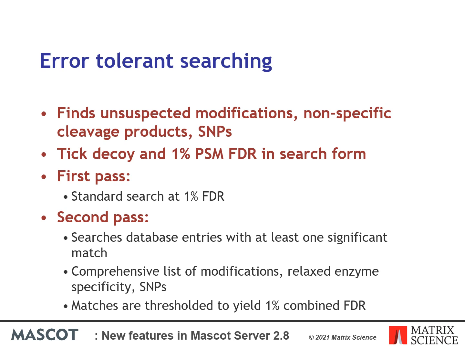Then, as in previous versions, Mascot iterates through a comprehensive list of modifications, uses relaxed enzyme specificity, and tries single residue substitutions or single nucleotide substitutions, insertions, and deletions. Finally, the first and second pass results are merged, and the second pass matches are thresholded to yield 1% FDR.